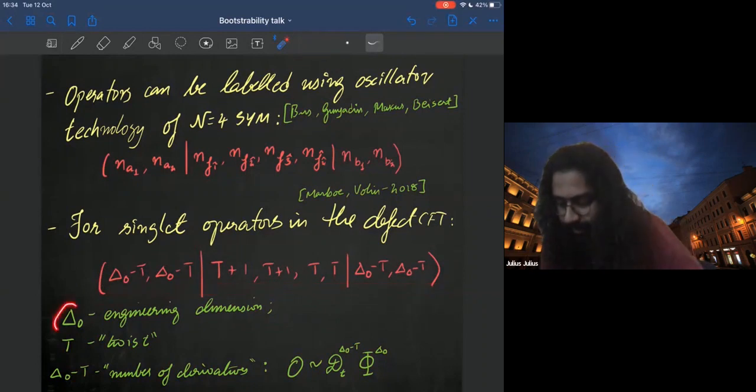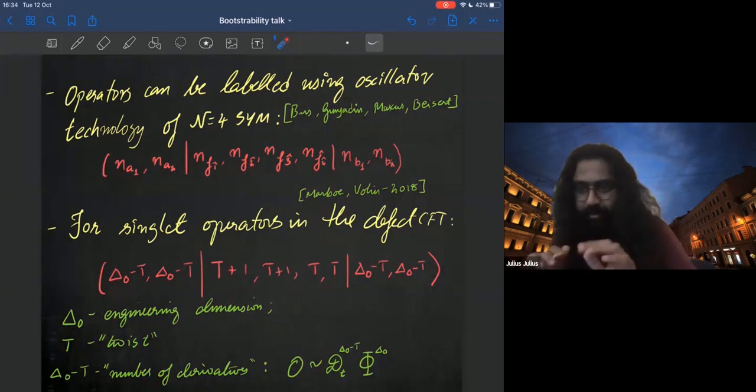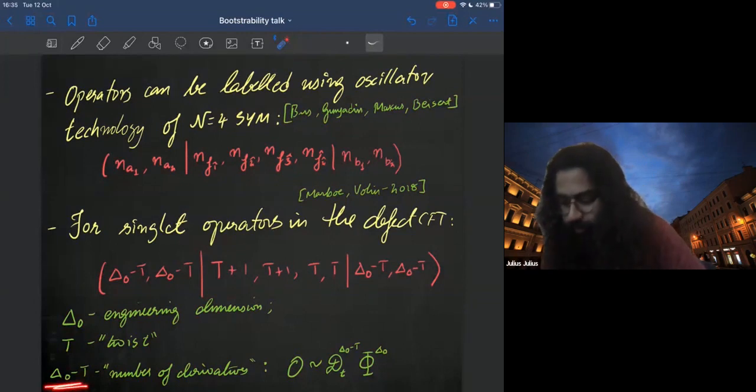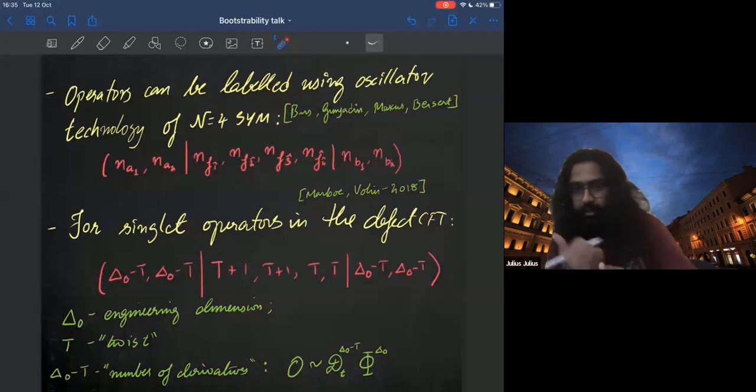So in this notation, delta naught, as I said, is the engineering dimension. Twist T is something which we call twist. I've put twist in quotes because twist should really have something to do with spin, but we don't really have spin on this 1D line, though it's still similar. And delta naught minus T gives roughly the number of covariant derivatives in the direction of the Wilson line.